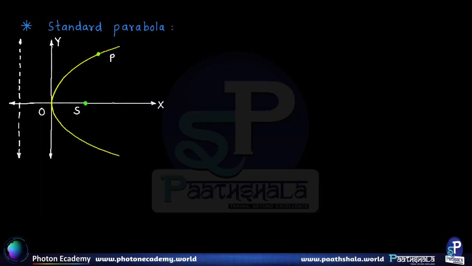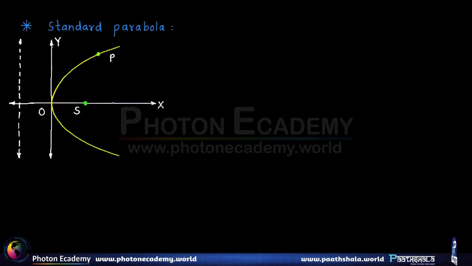Now by the word standard parabola, we mean that the parabola is positioned in such a way that at its vertex it touches the x-axis or y-axis. So in this case we are going to study the first standard orientation of the parabola as shown here. The yellow colored curve is nothing but the parabola.